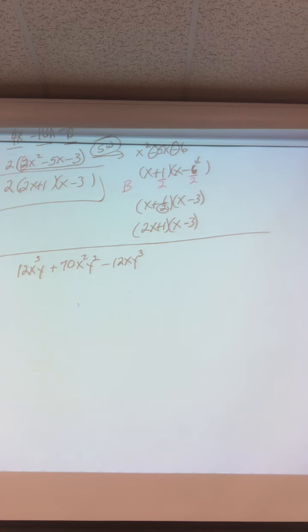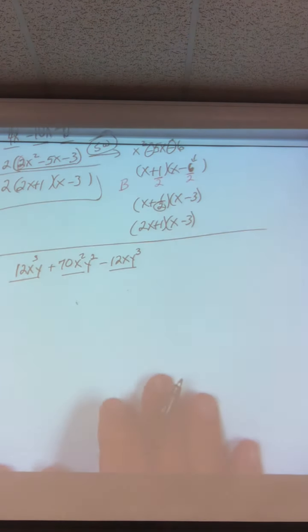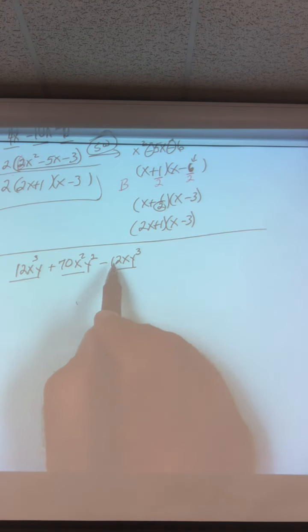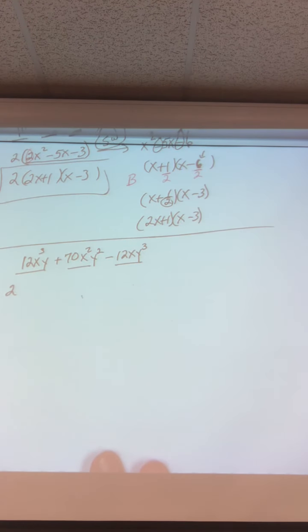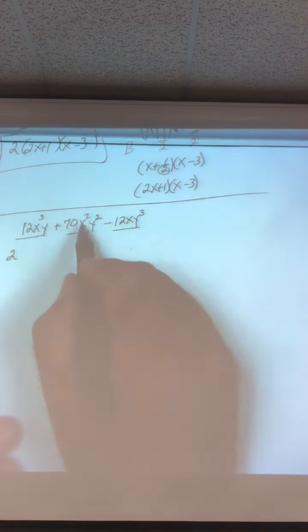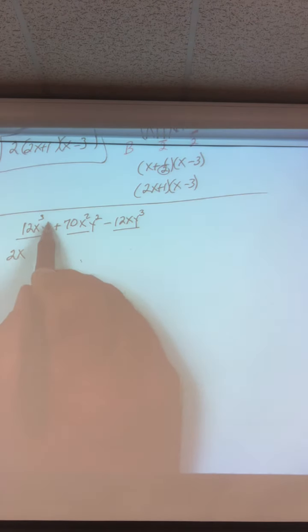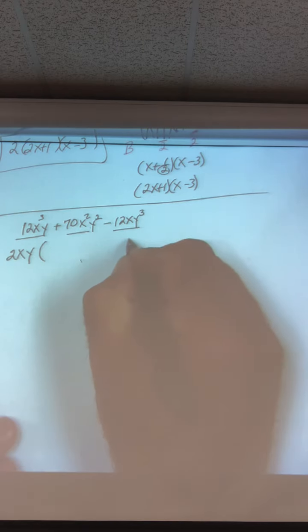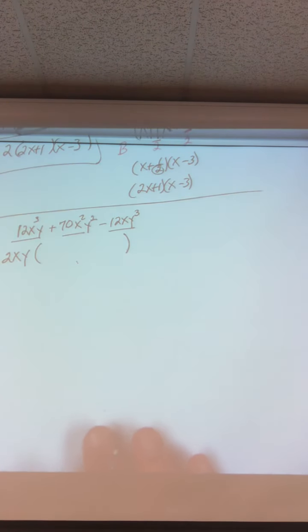All right, so the first thing I want to do is look for a GCF. Does this have a GCF? Well, 12, 70, and 12, I know 2 goes into every one of these. Now, let's look at the letters. X cubed, x squared, x to the first, I can take out an x. Y1, y2, y3, I can take out a y. So this one had a GCF of 2xy.